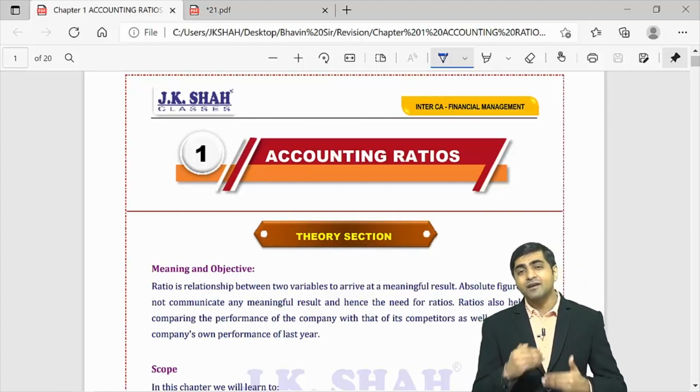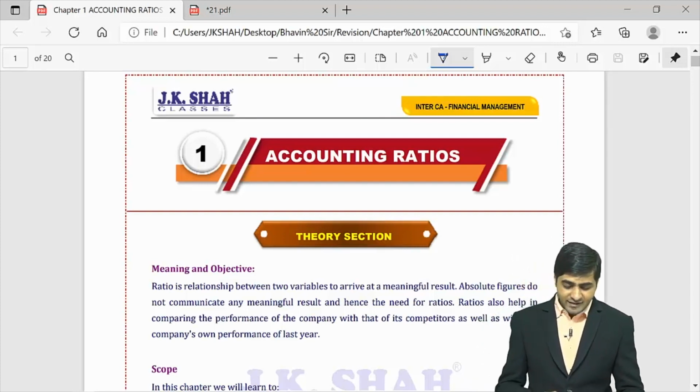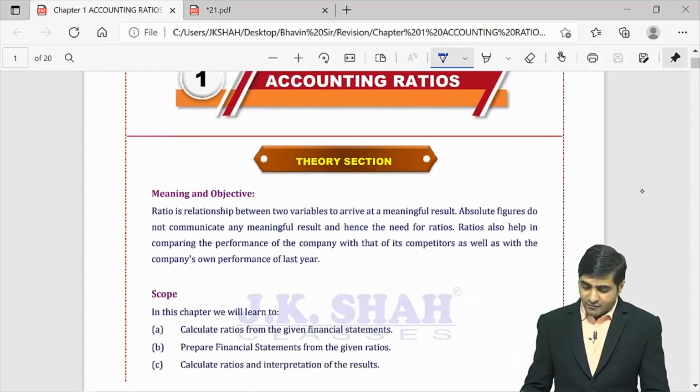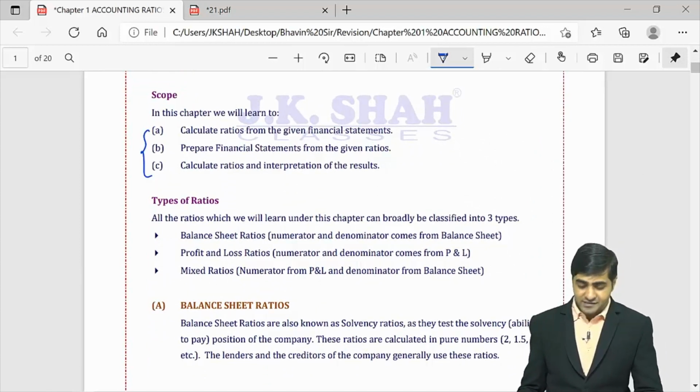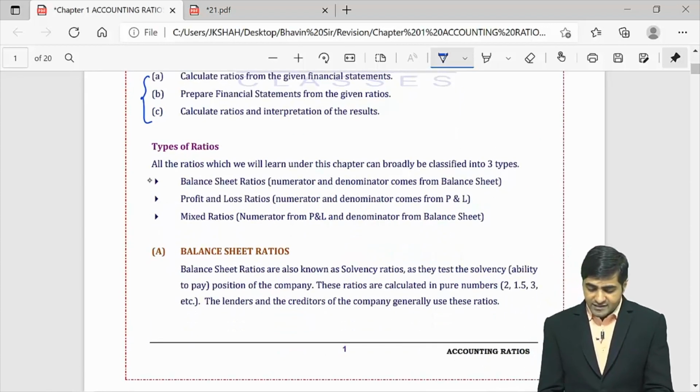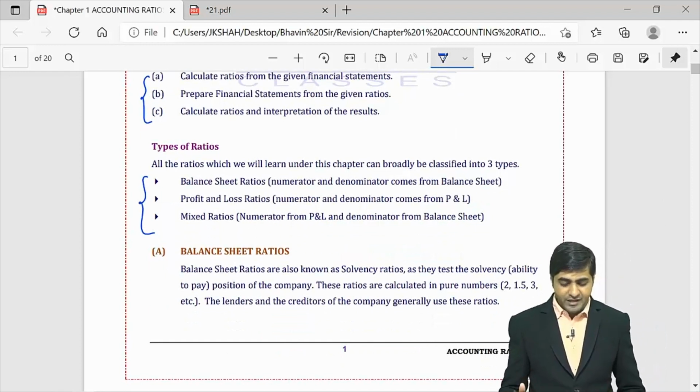So we'll be revising one by one ratio. Let's get started. First of all, as I was telling you, the scope of this particular chapter is these three types of questions which we have, and these are the ratios: balance sheet, P&L and a mixed ratio.